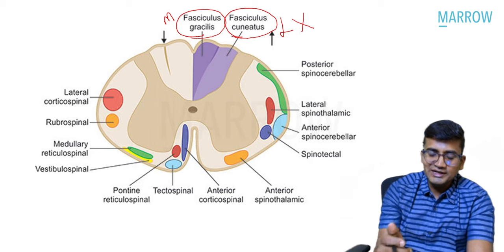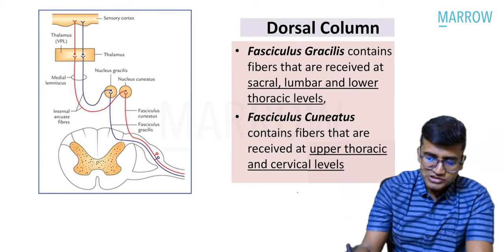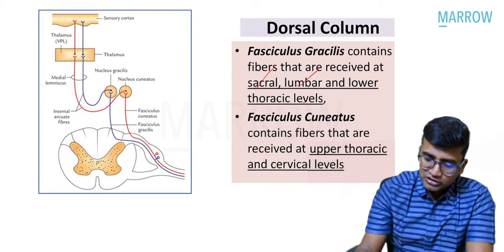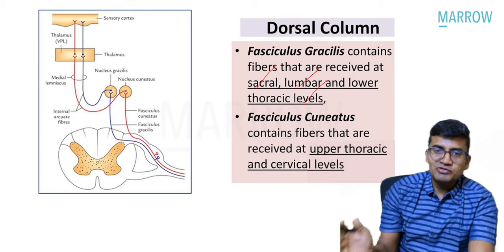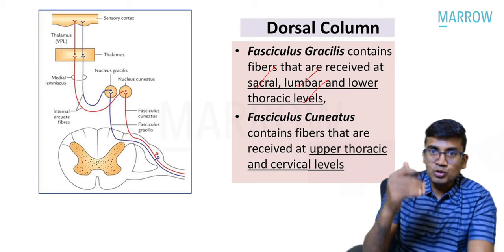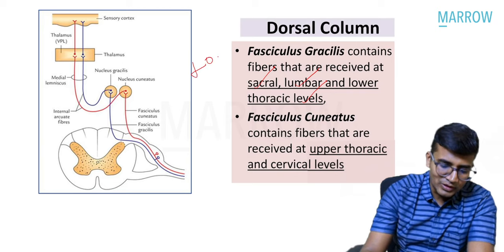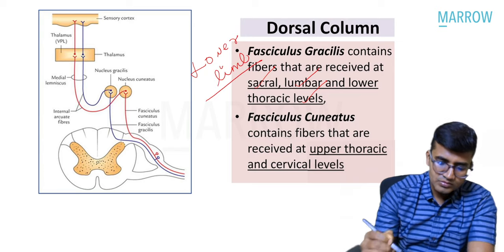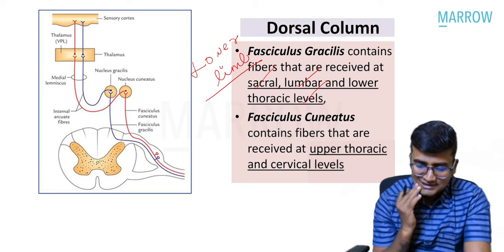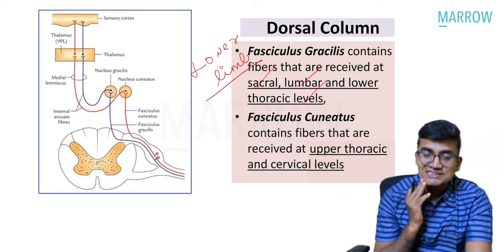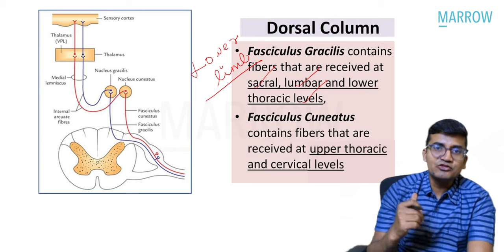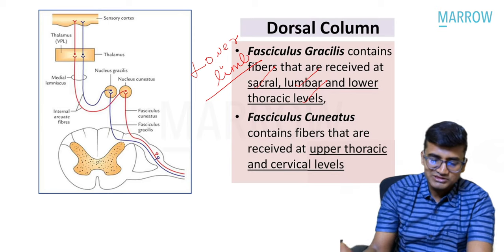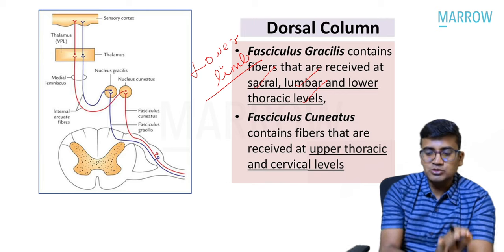Now see here, fasciculus gracilis contains the fibers from the sacral region, lumbar region and also from the lower thoracic level, which means fasciculus gracilis carries the fibers from the lower part of the body, that is from the lower limb. Whereas fasciculus cuneatus carries the fibers from the upper thoracic and cervical level, which means it is carrying the fibers from the upper limb. So fasciculus cuneatus, upper limb fibers, fasciculus gracilis, yes, lower limb fibers.